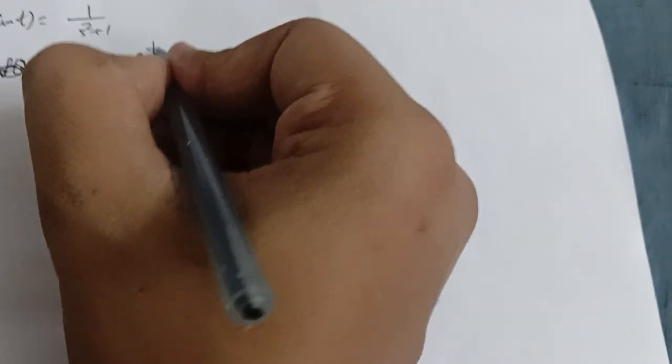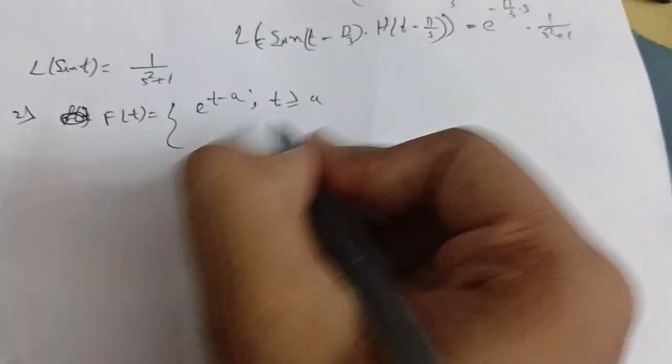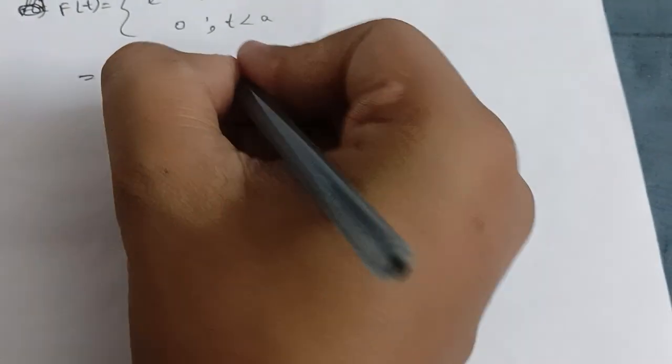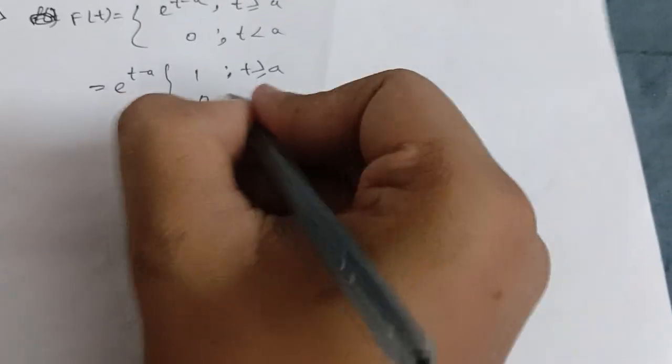This is a very easy one. Now we will do another problem. This is problem number 1; now problem number 2, where f of t is e to the power t minus a when t is greater than a and 0 when t is less than a. So how would you do it? It is pretty easy. If we take e to the power t minus a common out of this, we get 1 when t is greater than or equal to a and 0 when t is less than a. Again it looks like h of t minus a, the unit step function. So it is e to the power t minus a times h of t minus a.